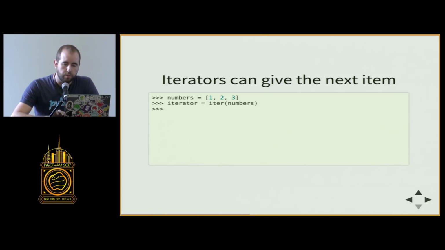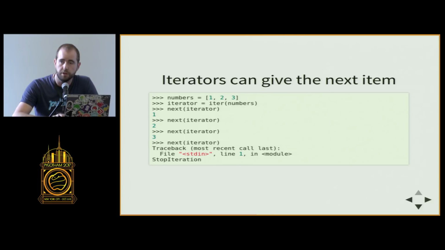Once we have an iterator, there is only one thing that we can do with it: get the next item from it. We can use Python's built-in next function to get the next item from any iterator. And if you ask an iterator for its next item and there are no more items left, you'll get a StopIteration exception. So iterables, you are able to iterate over. Iterators are the thing that actually does the work under the hood.